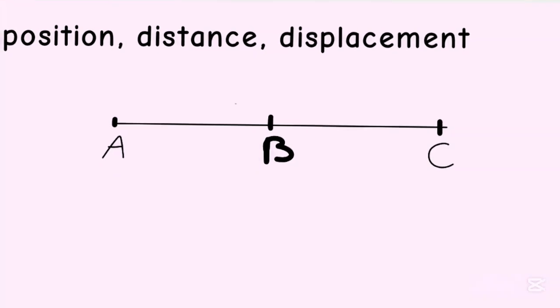So position is where an object is currently at. Positions can differ depending on where you are standing and the distance between you and that object. But we're not going too deep into that or the reference point for now. I will probably make another video on that. Just remember that wherever you are at is the position.